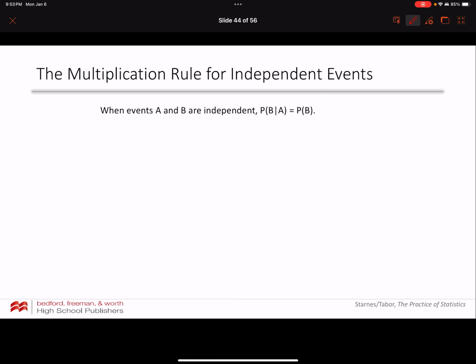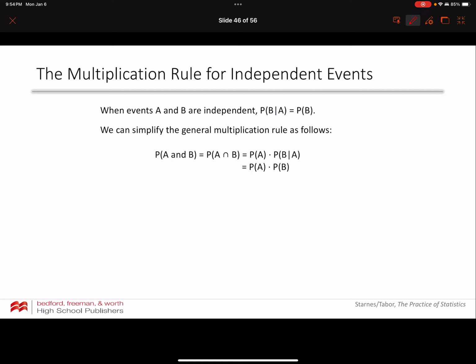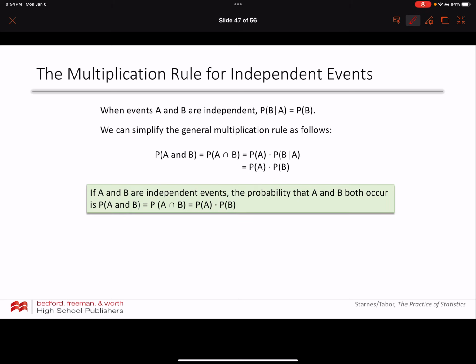All right, so we know that this is true now. The probability of B given A is equal to the probability of B if A and B are independent. So watch what we can do. If 2 events are independent, the probability of B given A is really the probability of just B. And so therefore, again, if A and B are independent, the probability of A and B is just equal to the probability of A times the probability of B.